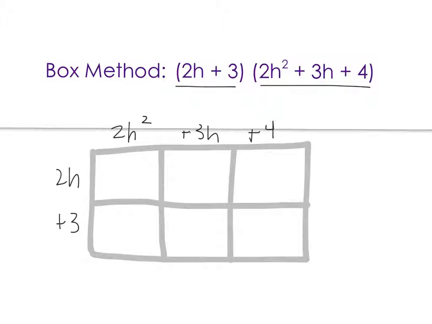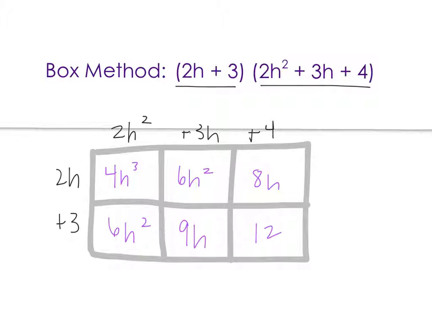And now I'm going to put the product of the terms inside the box. So I have here 4h cubed, and then 2h times 3h is 6h squared. 2h times 4 is 8h. 3 times 2h squared is 6h squared. 3 times 3h is 9h. And 3 times 4 is 12.